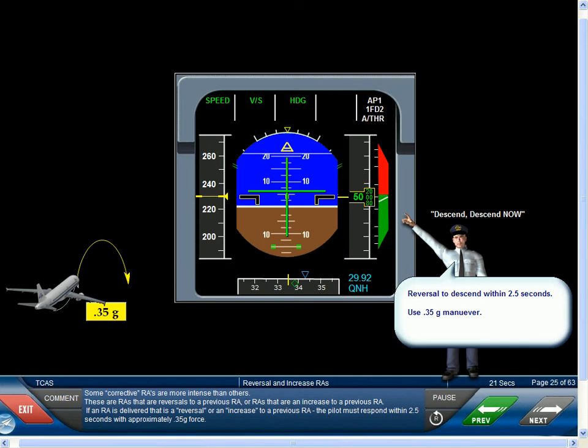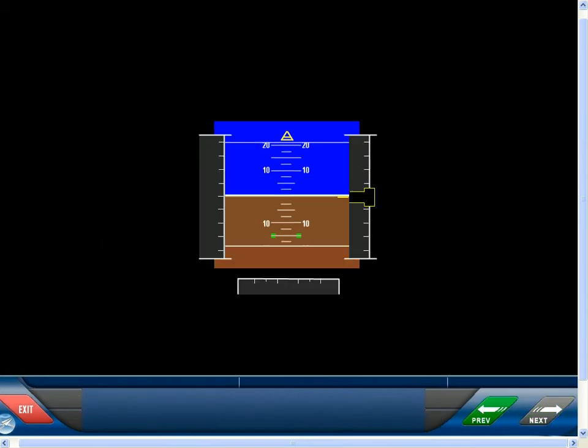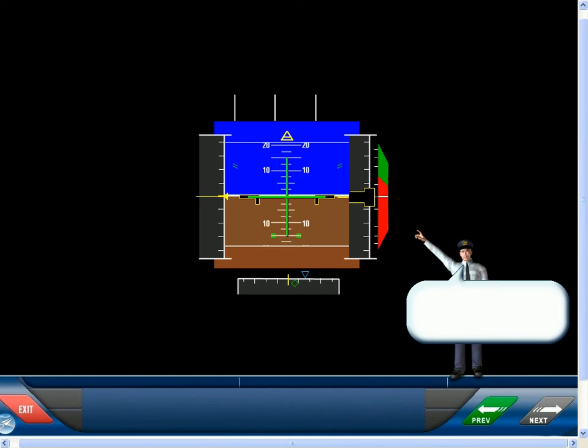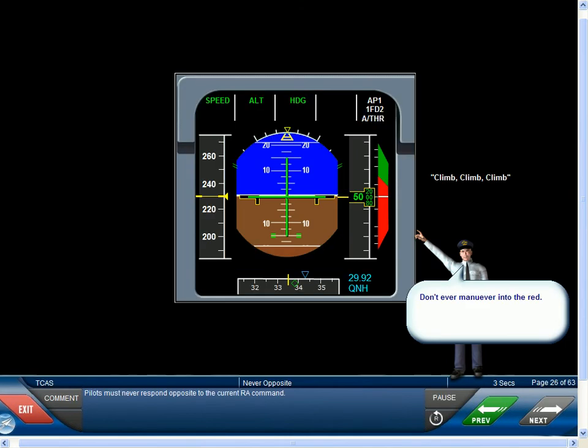Some corrective RAs are more intense than others. These are RAs that are reversals to a previous RA, or RAs that are an increase to a previous RA. If an RA is delivered that is a reversal or an increase to a previous RA, the pilot must respond within 2.5 seconds with approximately 0.35 Gs of force. Pilots must never respond opposite to the current RA command.